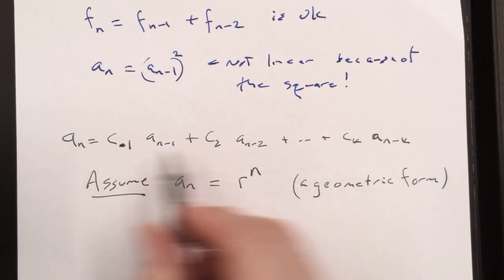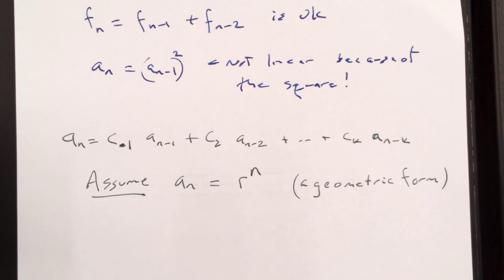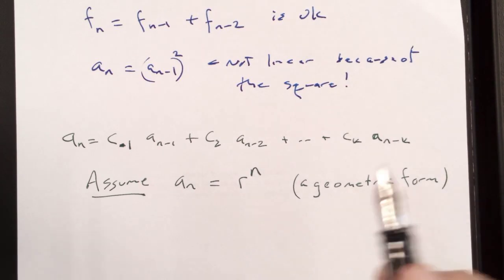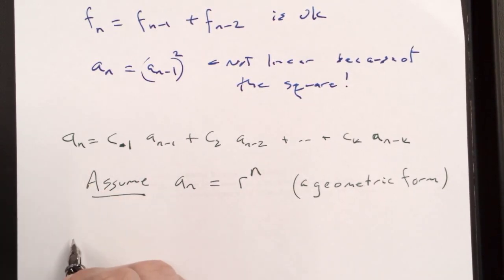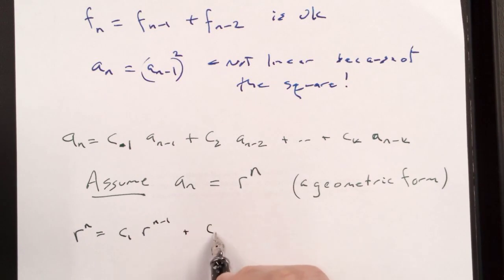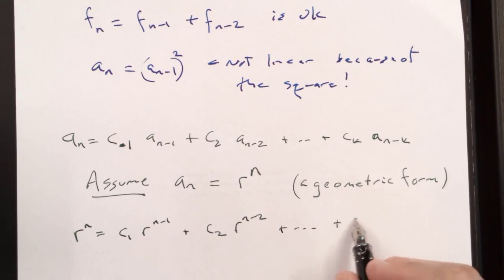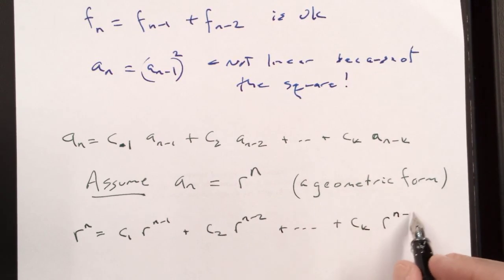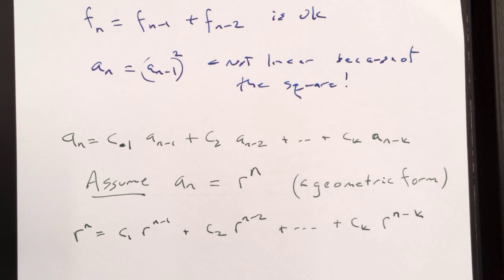So if I do this, then I can plug that in here. No, wait a minute. If a_n is r to the n, then this side is r to the n. This is c1 r to the n minus 1. This is c2 r to the n minus 2. All the way down to ck r to the n minus k. Dr. Sassmore, this is still really ugly. Yes, it is. I'm about to make it nicer.